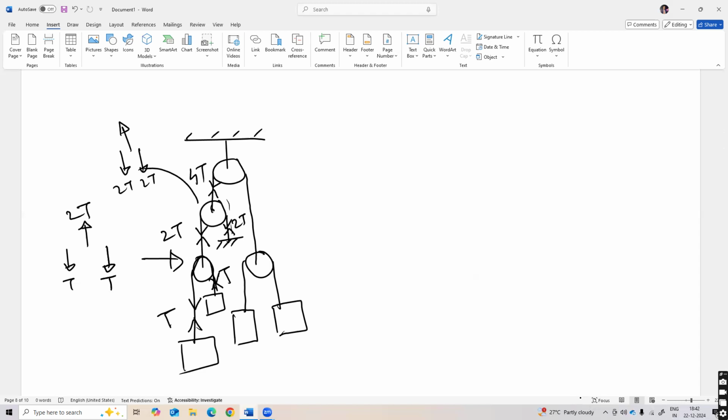Again, this string starts from here and ends here. Since it is a single string, the tension in this string will also be equal to 4T, and therefore this tension will be equal to 8T. Now coming down, if this single tension is 2T, and since this is one string, it should have the same tension on both sides. So again, if you draw this, it will become 4T. So this must be equal to 2T and 2T.